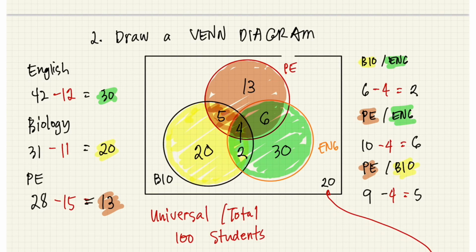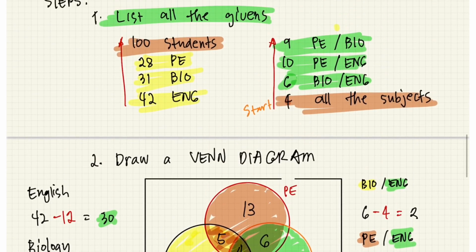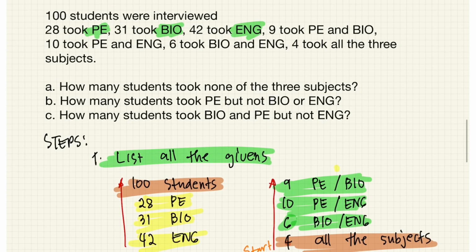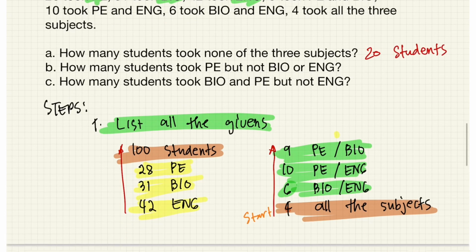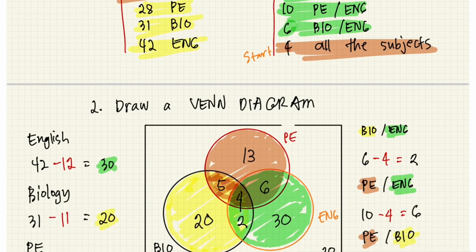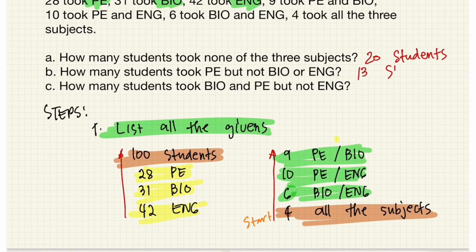If you look here, it would be 20, because there are 80 students who took the 3 subjects, but we have 100, so the answer will be 20 students. Next, how many students took PE but not English and biology? So everything that is not within the circles of biology and English but belongs to PE. The answer will be 13 students.